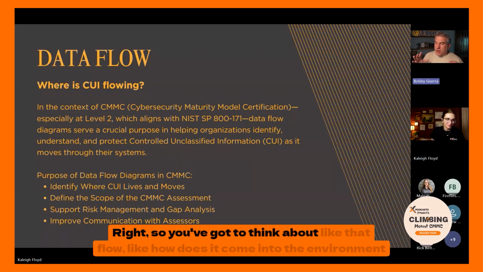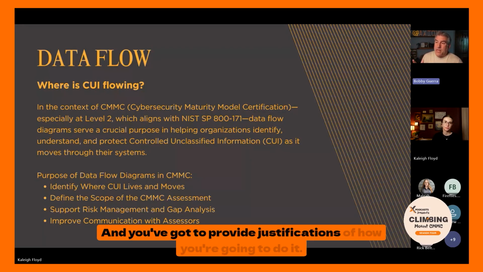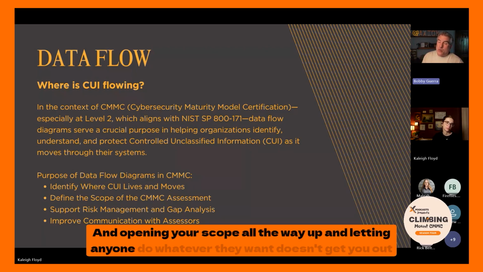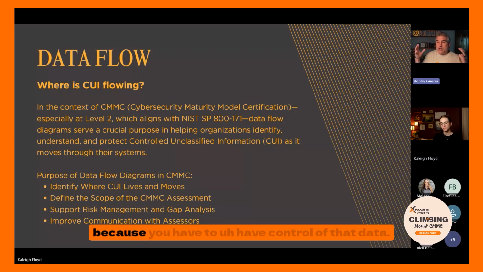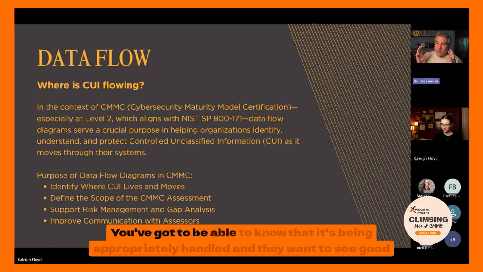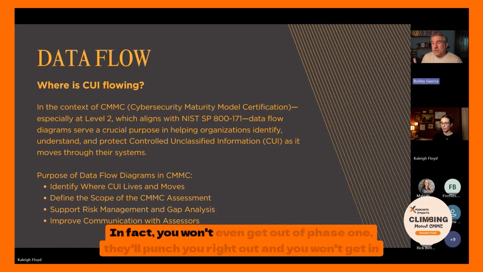Right. So you've got to think about that flow, like how does it come into the environment and how do you protect it? And you've got to provide justifications of how you got there. Opening your scope all the way up and letting anyone do whatever they want is not a get-out-of-jail-free card, because you have to have control of that data. You've got to be able to know that it's being appropriately handled, and they want to see good data flow. If they don't see it, they'll just straight fail you. In fact, you won't even get out of phase one. They'll punch you right out.